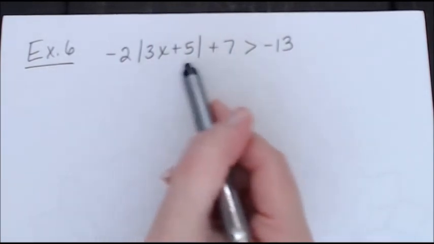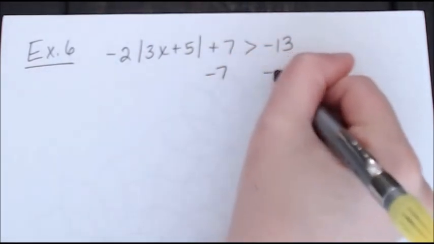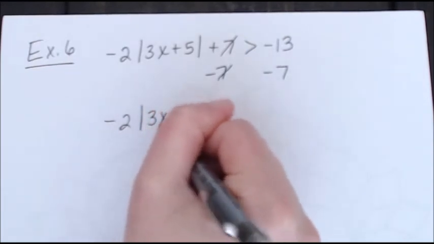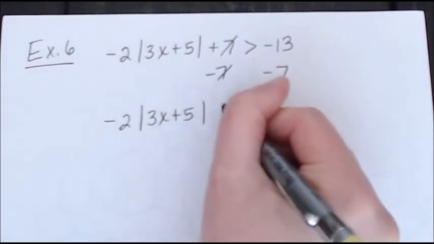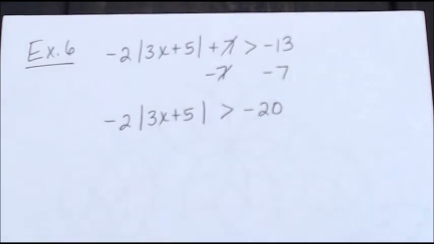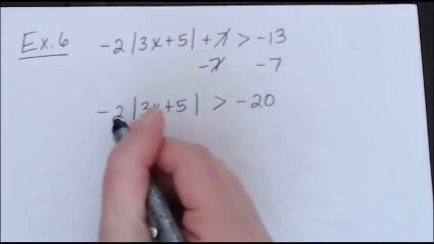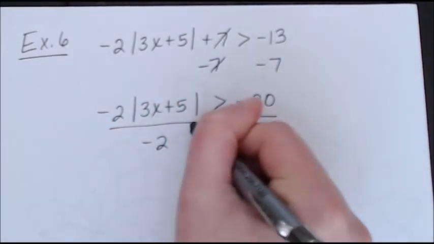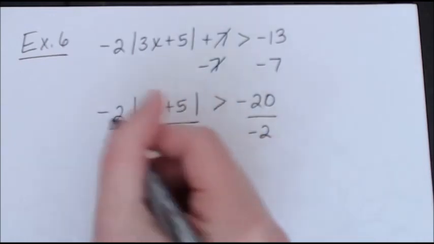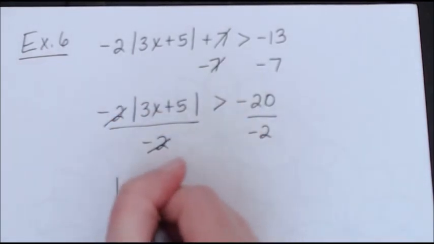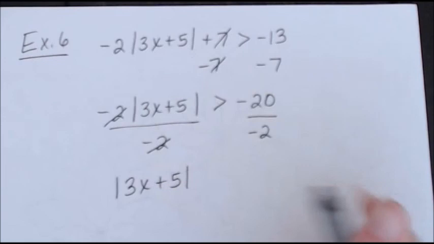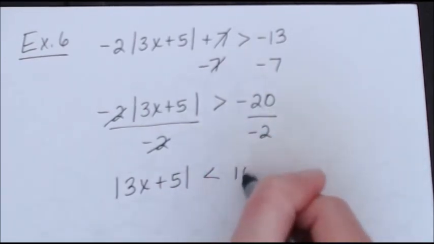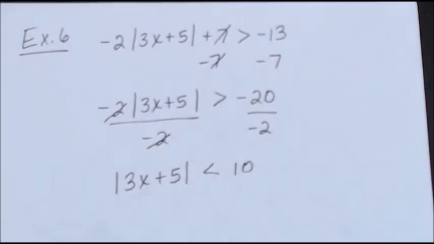So to solve for this absolute value, I'm going to subtract the 7. So I've got negative 2 times the absolute value of 3x plus 5, and that's greater than negative 20. And then I need to get rid of that negative 2. Of course, you can't distribute it, so I have to divide it over to the other side. And if you'll notice, I'm dividing by a negative number. So what does that mean for the inequality? So I'm going to have to flip the inequality because I'm dividing by that negative number. So instead of being greater than, this is going to be less than 10. Negative 20 divided by negative 2.